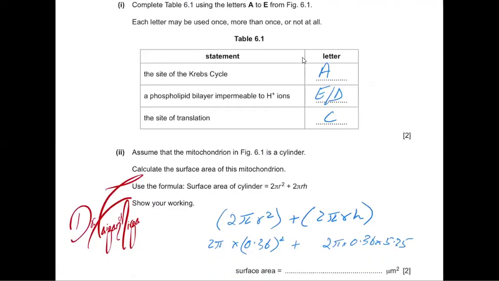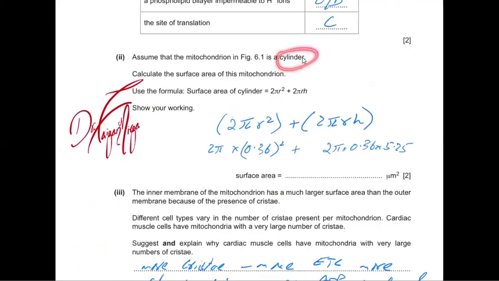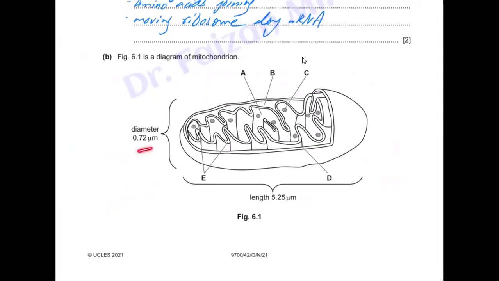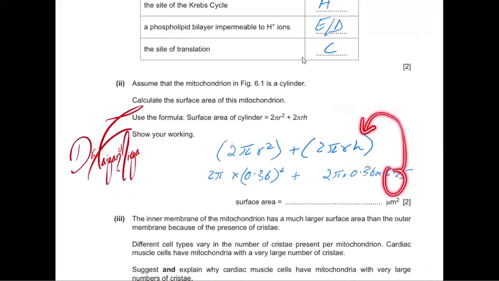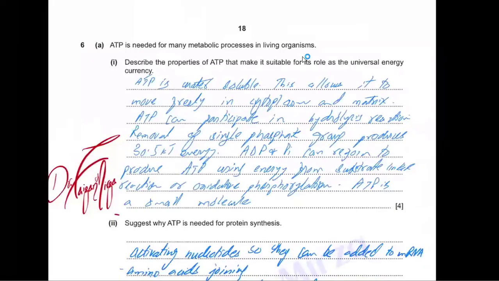Assume that the mitochondria is a cylinder. Calculate the surface area of the mitochondria using the formula for the surface area of a cylinder. They have given us the formula 2 pi r squared h plus 2 pi r h. So you need to look at the diagram again to see what the radius and what the height of this particular mitochondrion is. We'll just multiply these accordingly. The values provided to us are 0.72 diameter and 5.25 length. So 5.25 length becomes the height. And the diameter provided to us is 0.72.